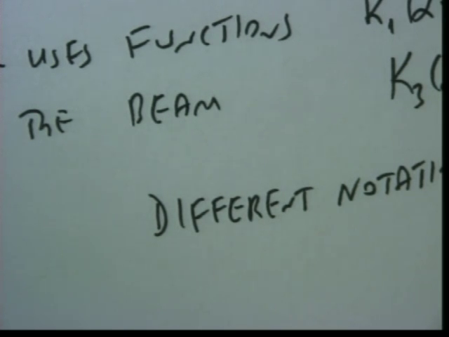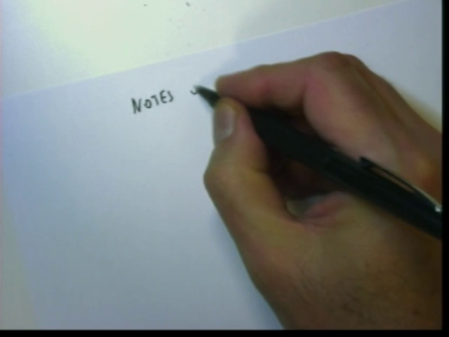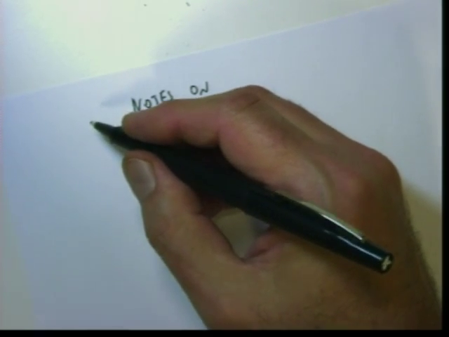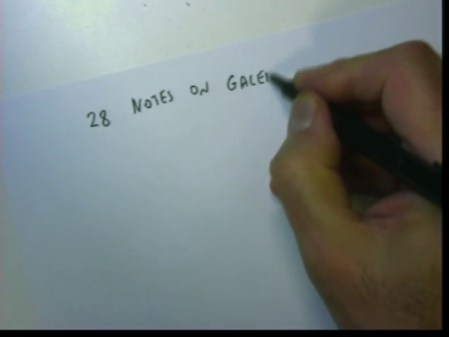A second note. Actually, I did not plan to give you back the homeworks, but let us write down some notes, and I will use your homeworks back. Notes, let us write down notes on, what is our topic number? 28. Notes on Galerkin method.